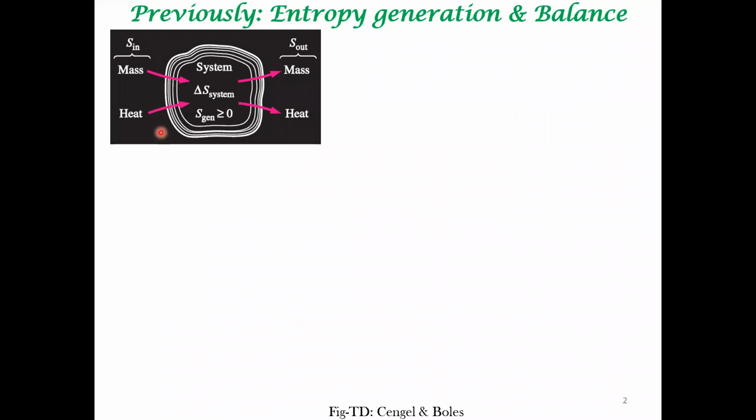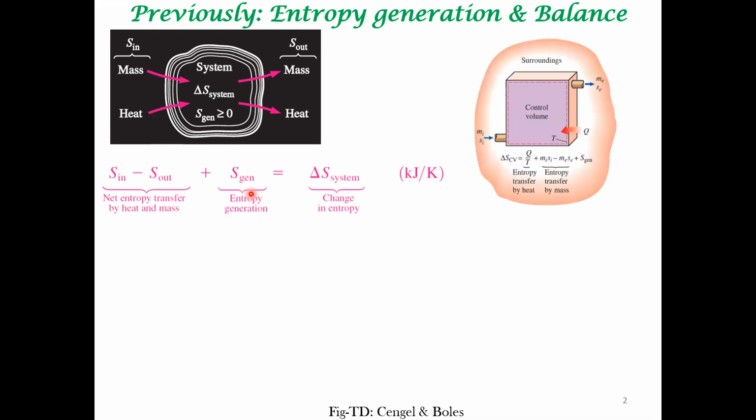In the previous lecture, we looked at entropy balance and entropy generation. Entropy, as opposed to mass or energy, is not a conserved quantity. So we have an entropy generation term in order to write an entropy balance. This makes it different from mass and energy conservation, and there are fundamental reasons why entropy is not a conserved variable.